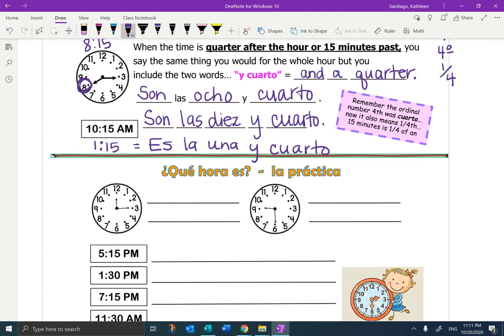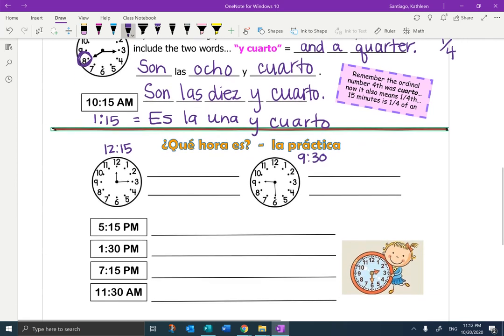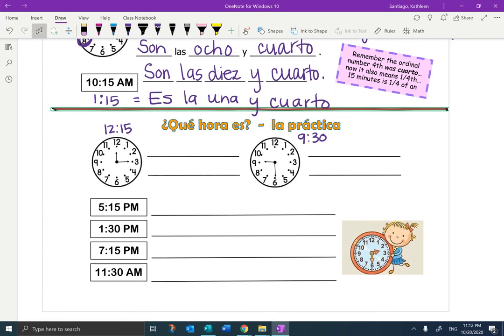Just to make it a little bit easier for you, I want to make sure that you know that this one says 12:15. Oops, let me erase that and fix it. Okay, 12:15. And then this one is 9:30. In case you have trouble reading the analog clock, 12:15 and 9:30. And then you have 5:15, 1:30, 7:15, and 11:30 as practices. Now, again, you have to write the whole thing out because, in fact, time is a sentence.